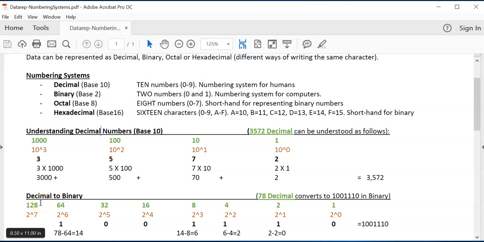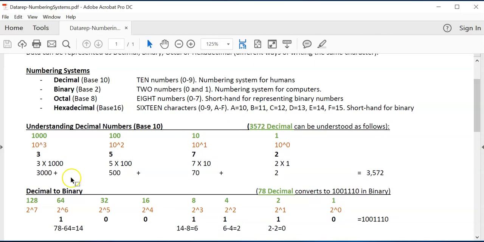How do we know when to stop? Well, the number we're looking at is 78. So you keep going until you just go one above. 64 was still lower than 78, so we go one more. That's 128. When we double 64, we get 128, and now we stop because we're already over this decimal number. All right? Okay.